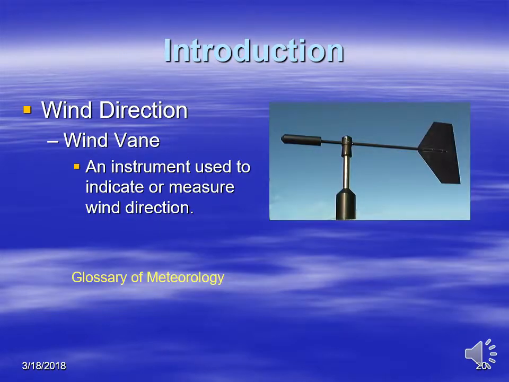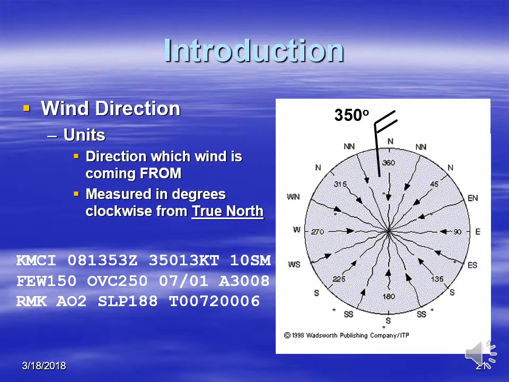Wind direction is measured by a wind vane, of course. That's an instrument to measure wind direction. And wind direction is always measured as the direction from which the wind is coming. And we measure it in relation to magnetic north, degrees from magnetic north. So that's what's reported in the METARs. It's with respect to magnetic north.